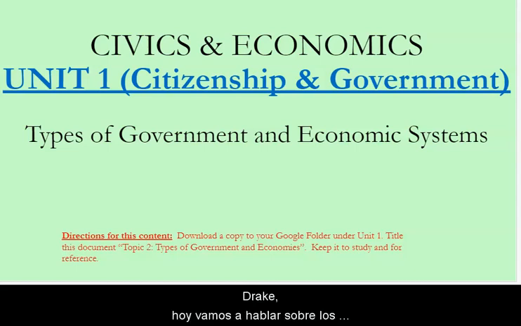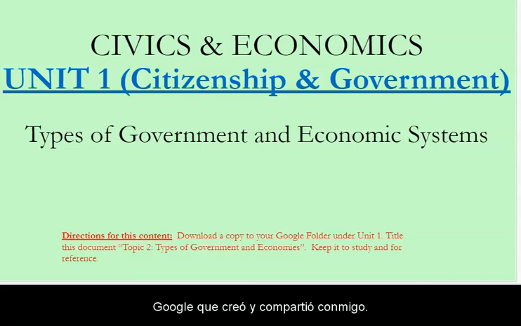Today we're going to talk about the different types of government, and we're also going to generally talk about economic systems as well. Please download a copy of the Google slides that you can find in Canvas and put that in your Google folder that you created and shared with me.